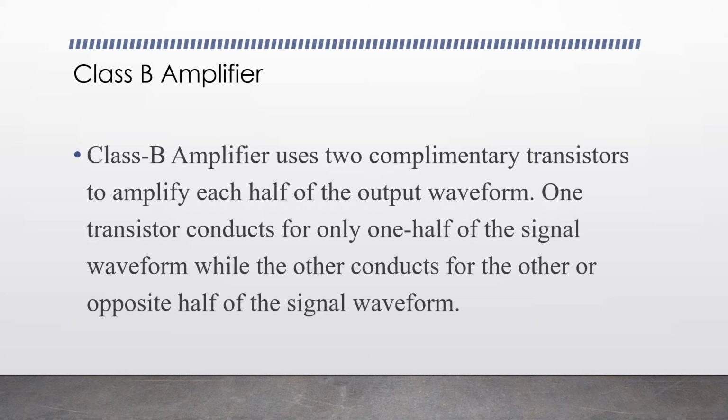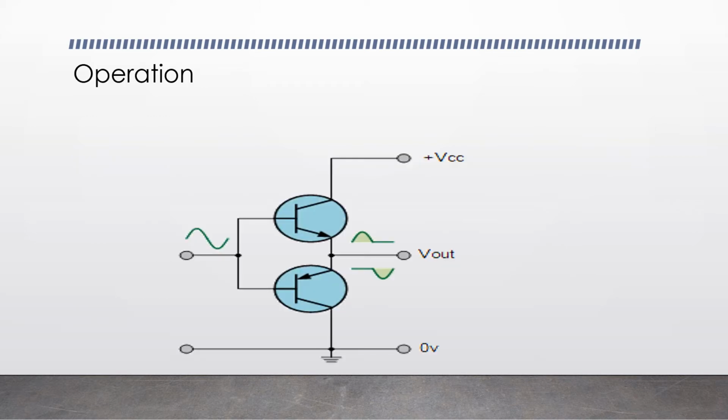Let us see the operation of Class B amplifier and its operation curve. Here we can observe we are using two transistors, and when one conducts, the other will not, and when the other conducts, this one will not. So it is also called a push-pull amplifier, meaning one is pushed and another is pulled. Let us see how it actually works.